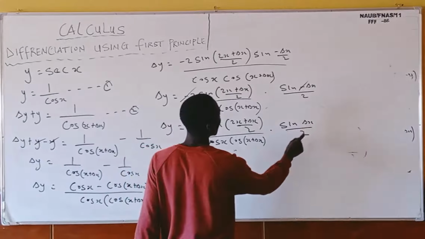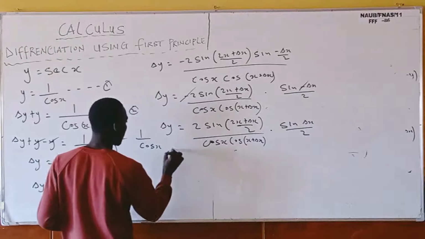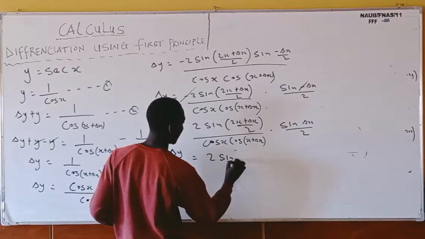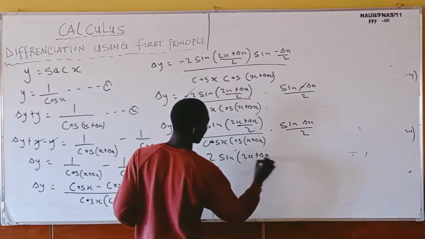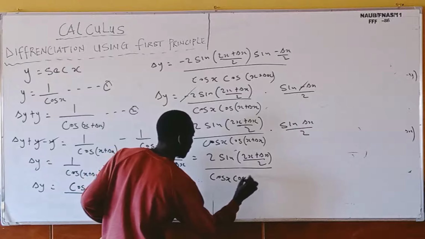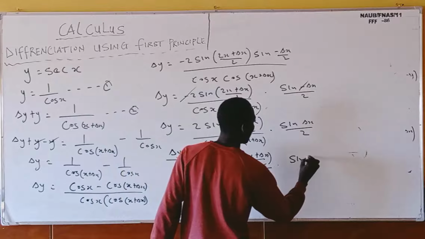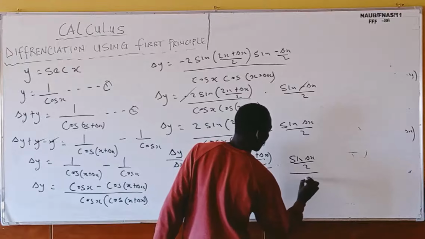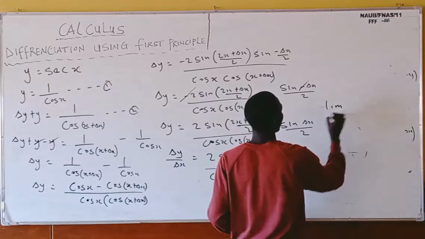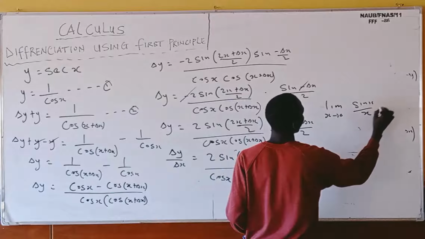Now I'm having change in s all over 2 here, and the next step is to divide through by change in s. So I'll just say change in y over change in s is equal to 2 sine of (2s plus change in s) all over 2, all over cos s plus change in s, multiplied by sine of change in s all over 2, all over change in s. Now, if you look at it, I know that the limit as s approaching 0 of sine s over s is equal to what?